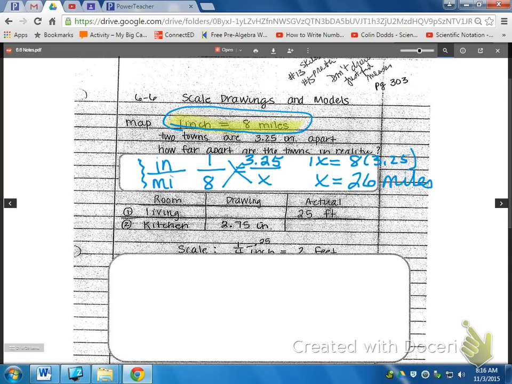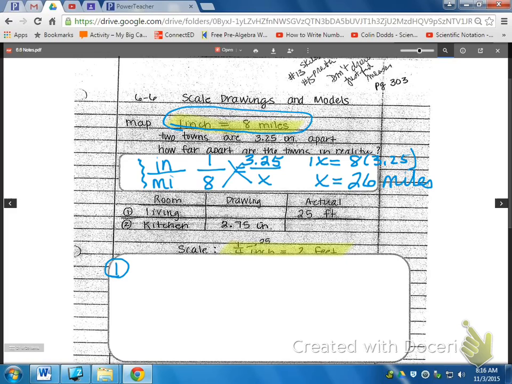We are going to get to now looking at a blueprint. And on this blueprint, it says 1/4 inch equals 2 feet. Notice how by 1/4 inch, we also have 0.25. So you could use either one. I would probably go with 0.25 since you're writing this proportion with fractions. So let's start with number 1, the living room.